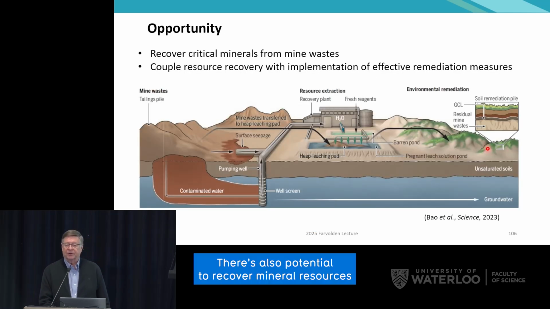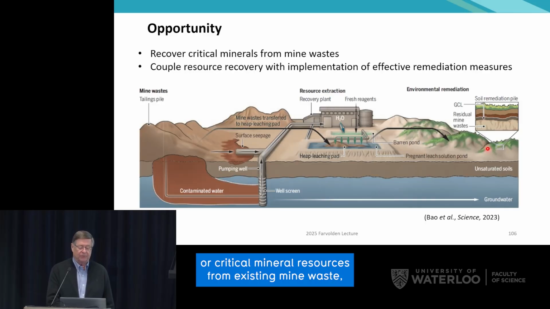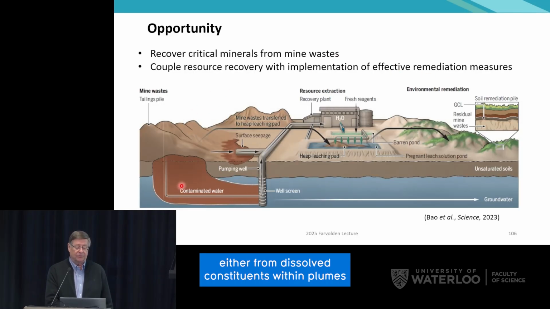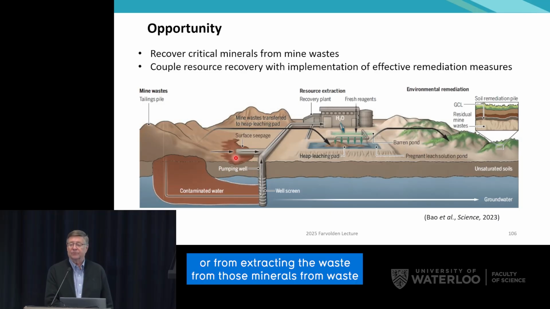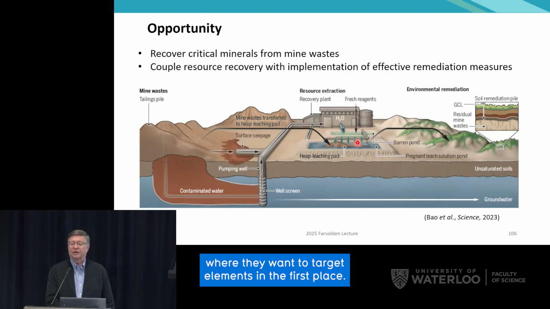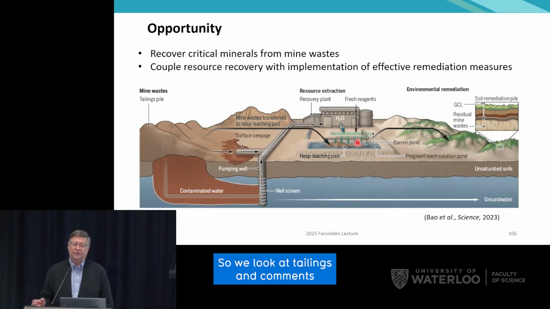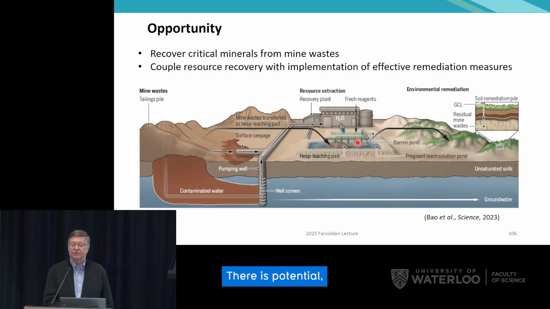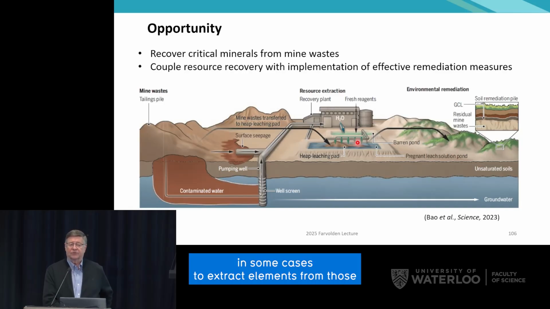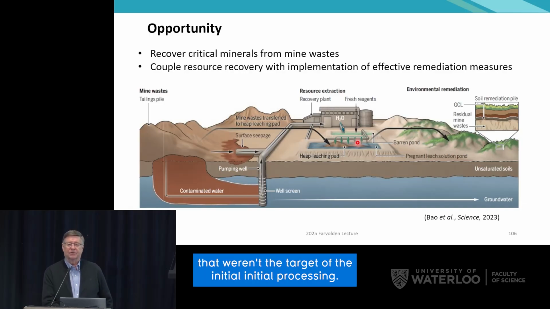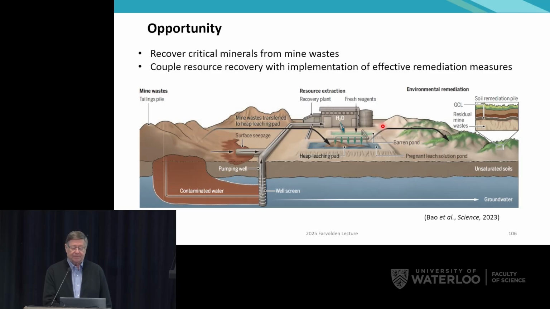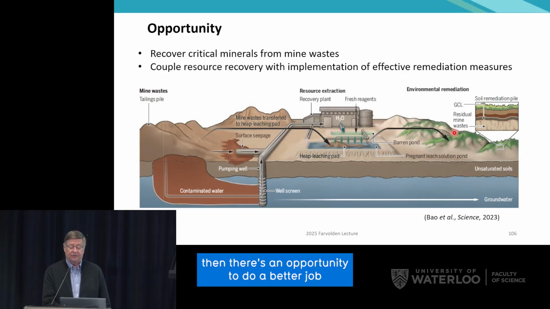There's also potential to recover mineral resources or critical mineral resources from existing mine waste, either from dissolved constituents within plumes or in the surface water flow system, or from extracting them from waste where they weren't the target elements in the first place. So we look at tailings impoundments that we've worked on through the years. There is potential in some cases to extract elements from those that weren't the target of the initial processing. So if you reprocess the tailings, then there's an opportunity to do a better job of disposing of the waste and protecting the environment.